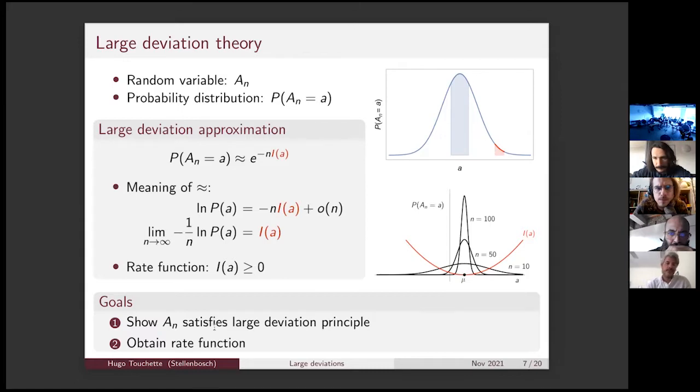For a given sequence of random variables, for a given random variable, you want to show that that random variable satisfies the large deviation principle, and then you want to obtain the rate function. The rate function will give you basically a snapshot or an understanding of what the distribution looks like on the exponential scale. And this is what I'm showing here. So suppose you have a certain distribution, it concentrates when n goes to infinity because it decays exponentially with n everywhere except some point where the rate function is 0.